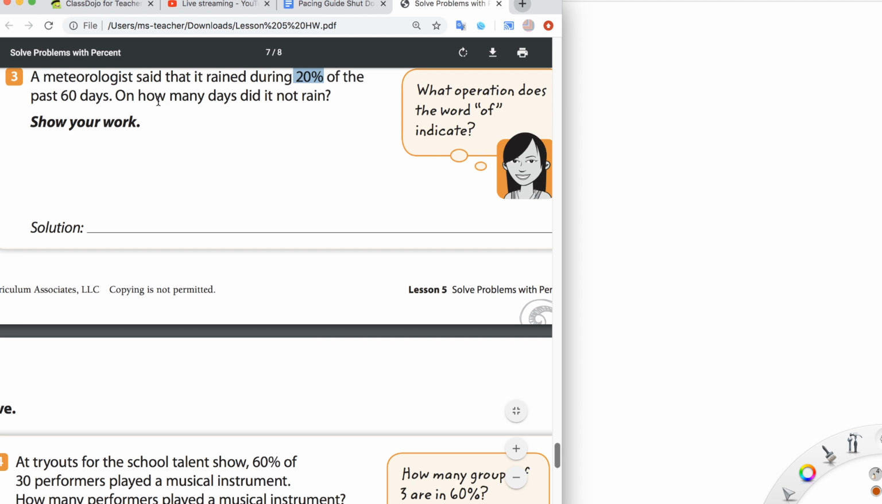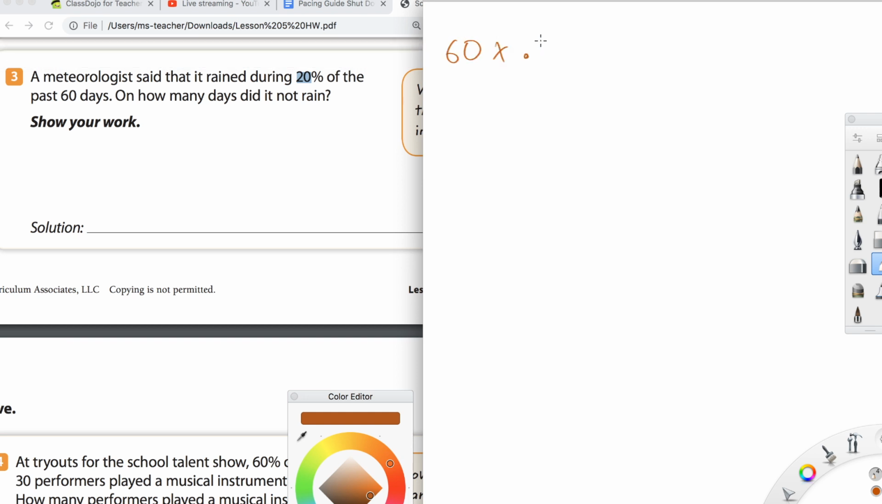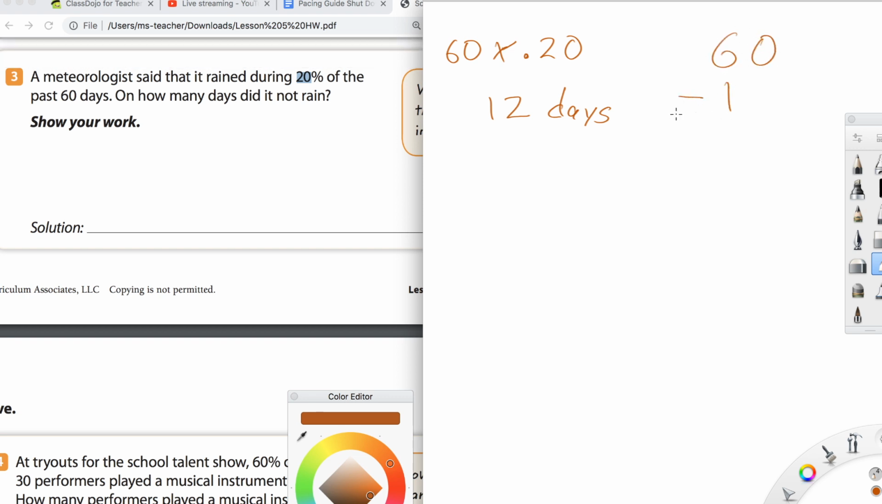Now, before we figure out the question, let's just figure out how many days 20% is. So how many days it rained. For this one, we can actually just multiply, which is 60 days times the 20%. And when we do that, we get 12. Now that means that 20% of 60 days is 12. That means 12 days it rained. So on how many days did it not rain? So in the past 60 days, 12 days was 20% of how many days it rained. So when I subtract, it's going to tell me how many days did it not rain.